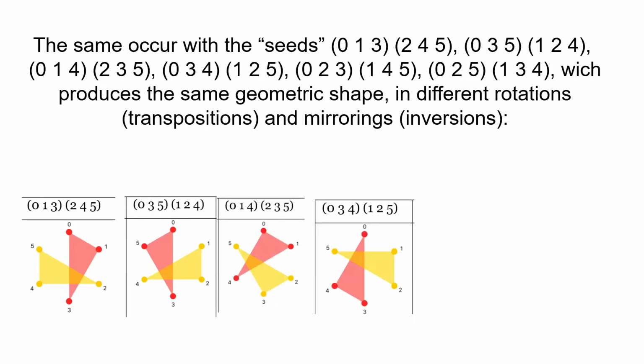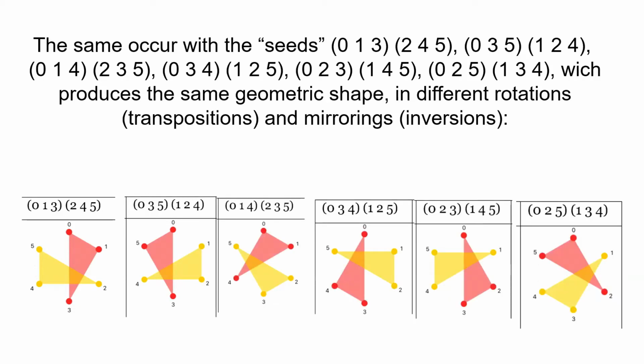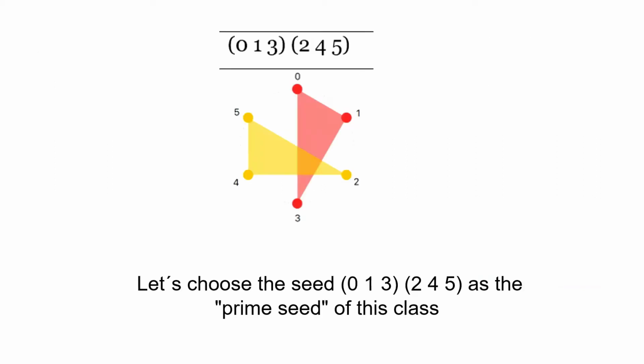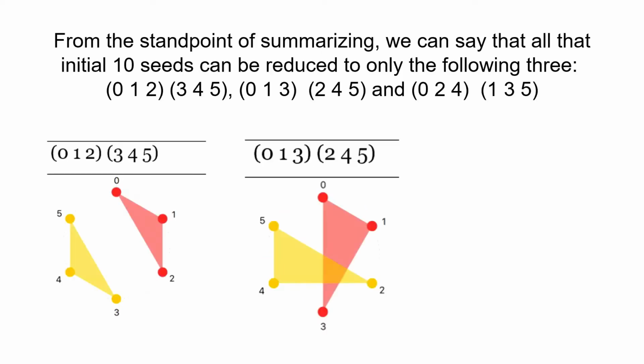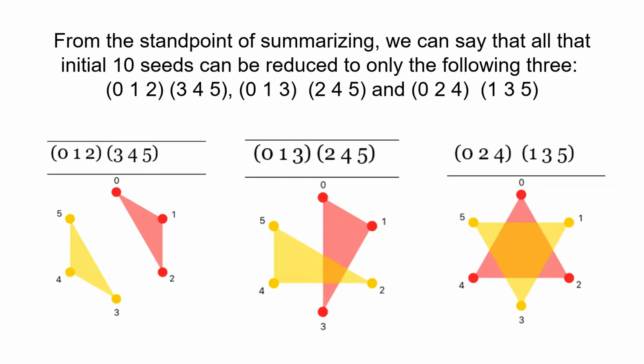The same occurs with this group of seeds, which produces the same geometric shape in different rotations or transpositions and mirrorings. Let's choose the seed 0, 1, 3, 2, 4, 5 as the prime seed of this class. Lastly, the seed 0, 2, 4, 1, 3, 5 produces the third shape shown below. From the standpoint of summarizing, we can say that all that initial 10 seeds can be reduced to only the following 3.